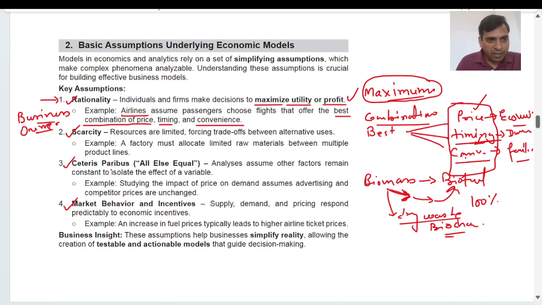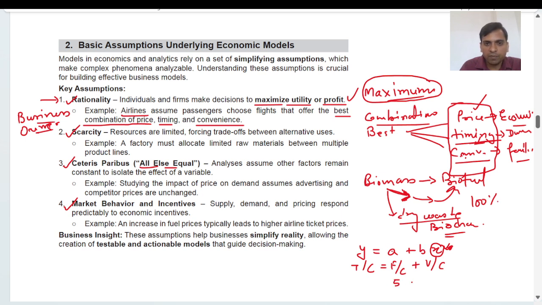Now the next, ceteris paribus. Ceteris paribus means all else equal. All the things are equal. Now for this analysis, assume other factors remain constant to isolate the effect of a variable. Just like regression analysis. In regression analysis, there is the concept of y equals a plus bx. This is the basic concept. Now we can consider this y as total cost, and this a is considered as fixed cost, and this bx is considered as variable cost. Now variable cost depends on only one thing, x. x is the variable quantity and a is fixed, b is fixed.